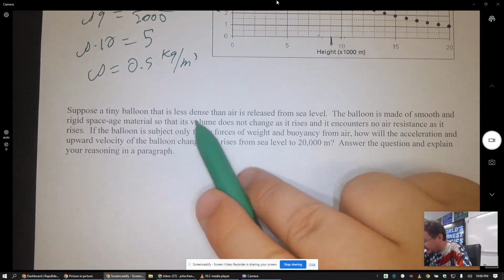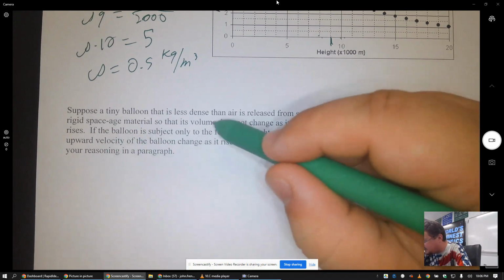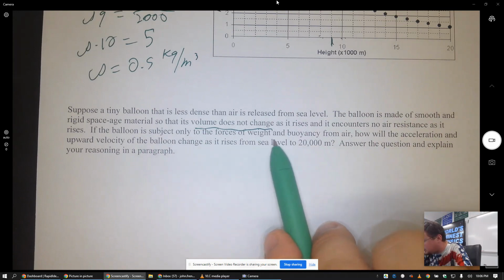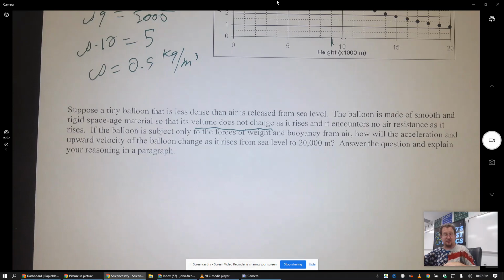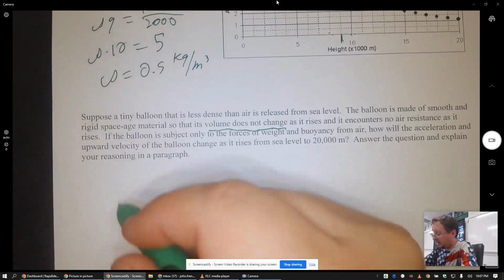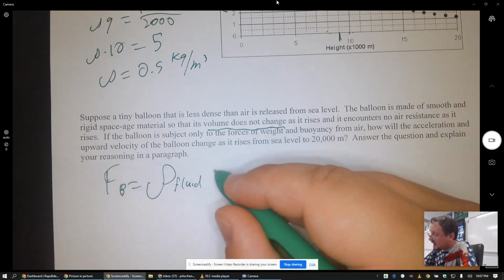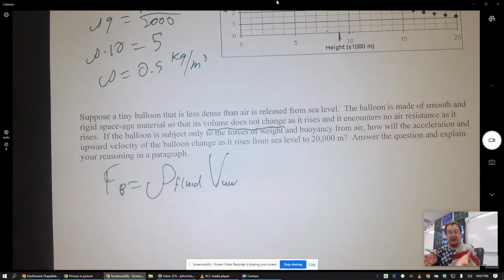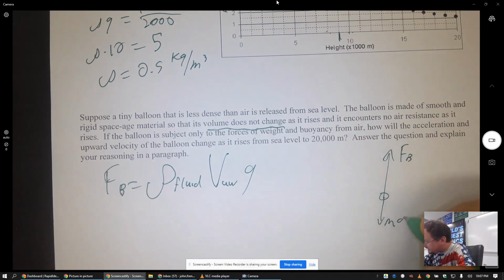Suppose a tiny balloon that's less dense than air is released from sea level. The balloon is made of smooth and rigid space-age material, so its volume does not change. It encounters no air resistance. If the balloon is subject only to forces of weight and buoyancy, you've got to watch out for this question. You may actually need to come back to it in the notes because you haven't talked about buoyancy yet. The force of buoyancy is the density of the surrounding fluid times the volume in the fluid, which the balloon is fully in the atmosphere of the Earth, it's not partially in space or anything like that, times g. So here's the balloon. It has a force of buoyancy, and it has an mg.